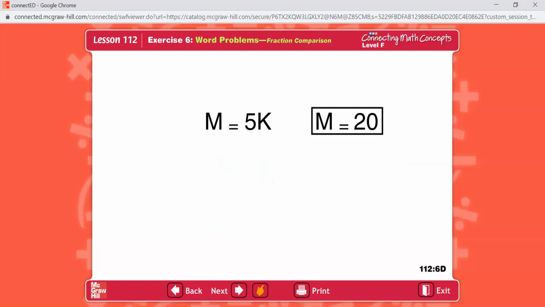Next problem. This problem gives the number for m. Our equation says m equals 5 times k. M equals 5 times k. M equals 20. Plug 20 in for m.